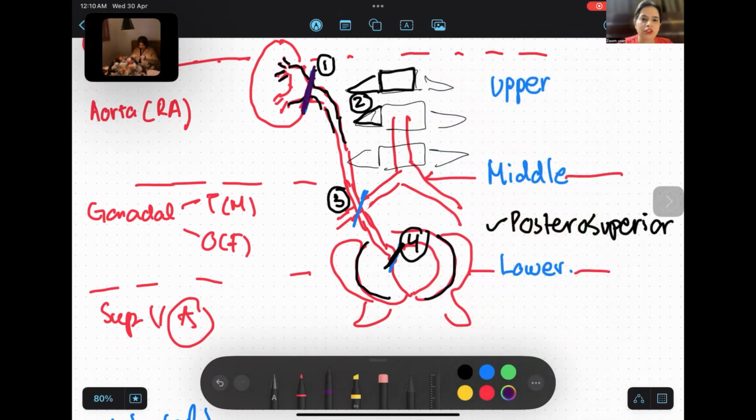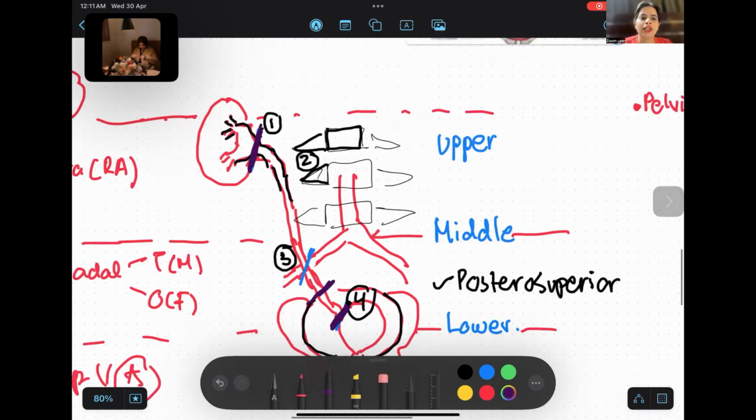So the first constriction is this. The second constriction is right when they kink, right when they enter the pelvic brim. And the third one is here. The intramural constriction when they enter the bladder wall.